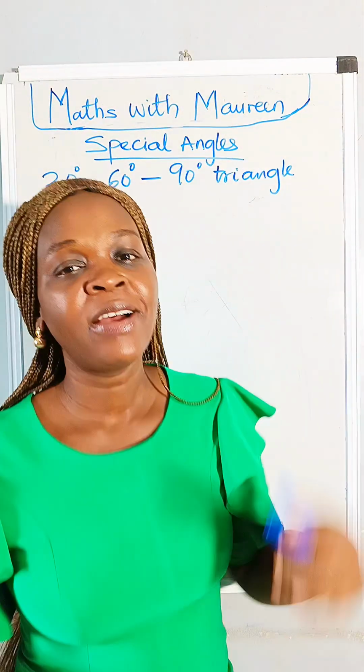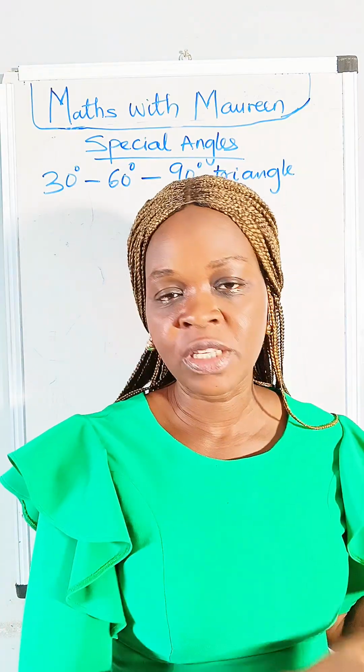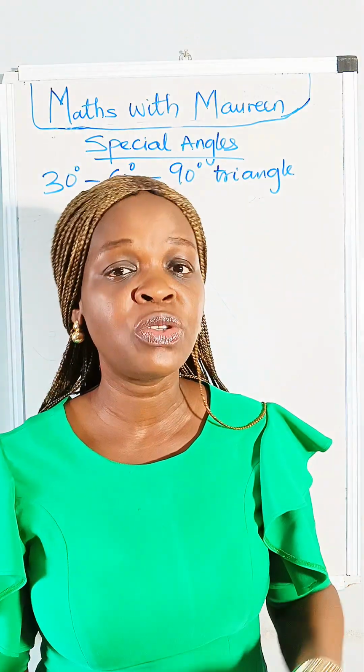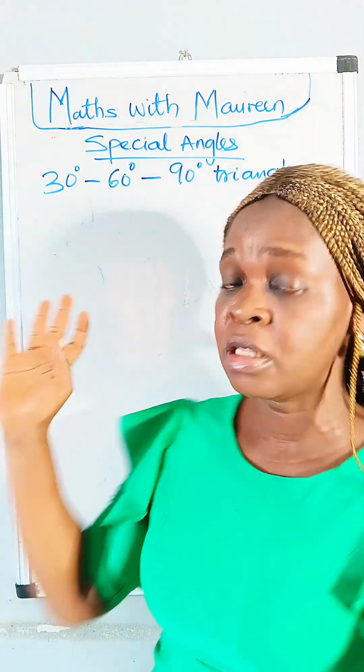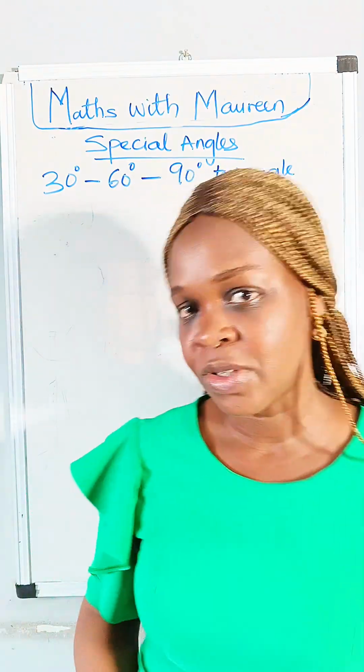Hello everyone. In our last class, we discussed special angles and we talked about one of the special angles, which is angle 45. So in this class, we are going to be discussing the two other special angles, which are angle 30 and angle 60.